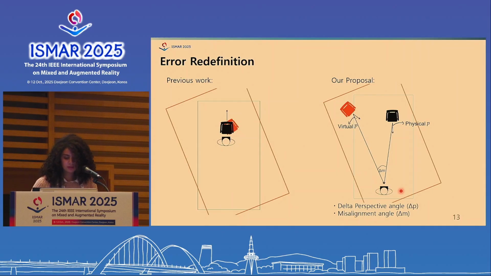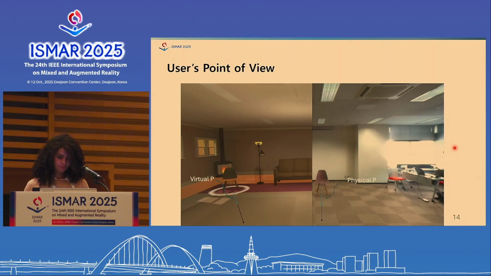So instead, we suggested delta perspective angle and misalignment angle. So delta P is the difference between the physical perspective angle and virtual perspective angle, which is the angle at which the user is viewing each target, respectively. And delta M is the difference between the vectors from the user to each target, respectively. And our goal is to minimize those two, delta P and delta M. From the user's point of view, this is how it looks. So you can see here, in this case, the delta P is 0, which means the two chairs are looking to the user in the same direction.